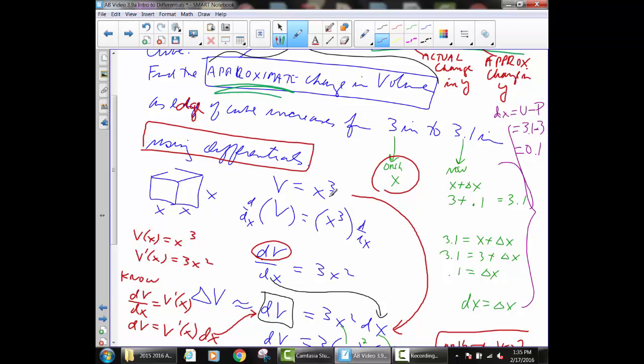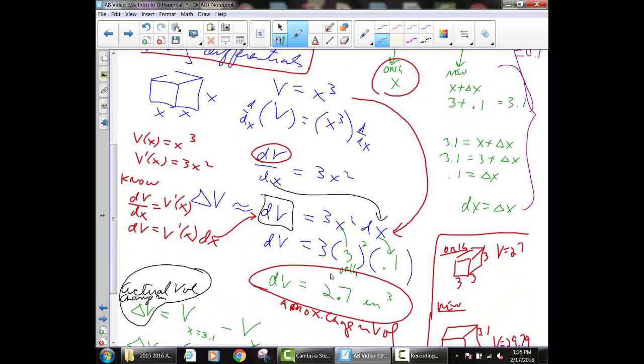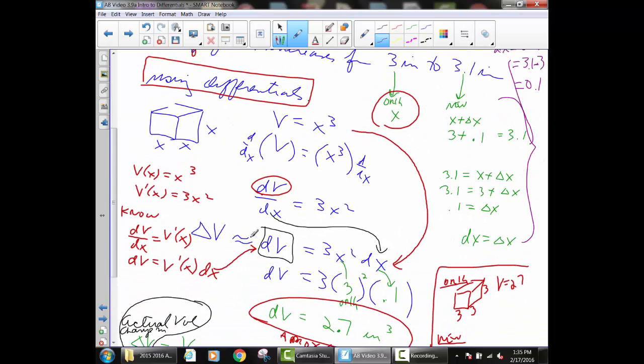So all I do is I take the derivative of each side with respect to x. I get dv dx equals 3x squared. And then I get rid of the dx by sending it to the other side. And they've asked me to approximate the change in the volume. Well, I know that the actual change in the volume is approximated by the differential of the volume. So I now plug in the x, which was the 3, which is where you started at. It's the pretty number. The delta x, of course, if I went from x equals 3 to 3.1, that means my delta x is 0.1.